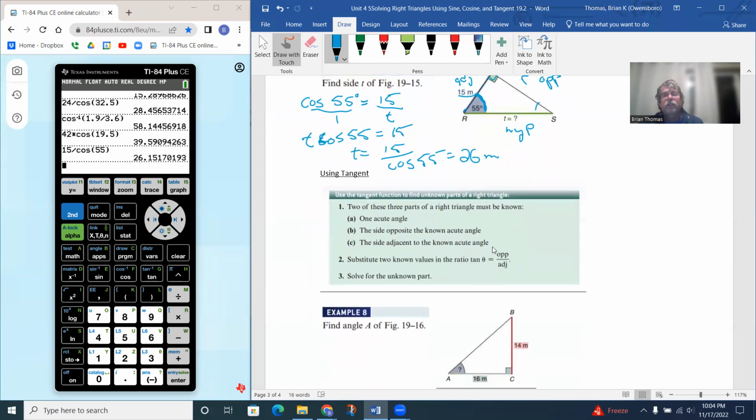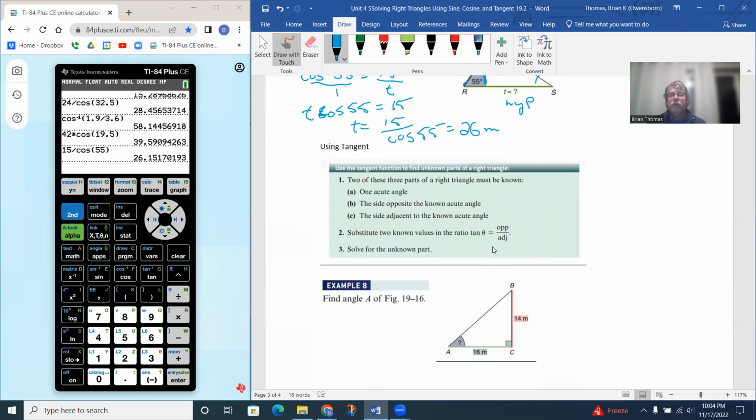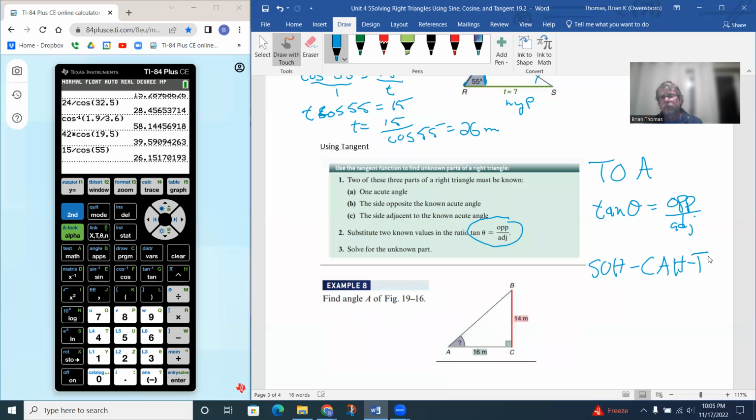So if we look at tangent, remember tangent is going to be the TOA. So that's going to be the tangent of an angle, which they use theta, is going to equal the opposite over the adjacent. So that's kind of where they're coming up with this. So we can memorize it by using SOHCAHTOA. SOHCAHTOA. It's almost like an Indian name.